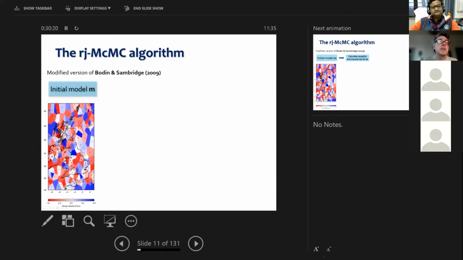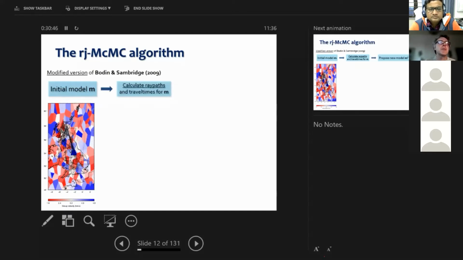So we start with this initial model, which consists of these cells, and I should say that the color corresponds to the velocity, the speed of the wave traveling through that cell. Now, what we then do is evaluate the travel times for this initial model. We do that by calculating the ray paths and the travel times. Here are the ray paths, the shortest paths between all the stations. We calculate the travel times on the rays, and then we know at that point how well this particular model fits the observed data.